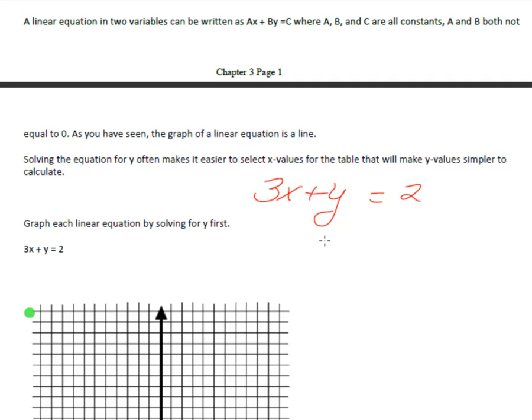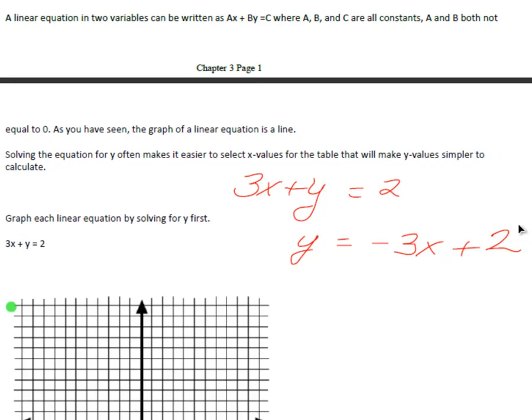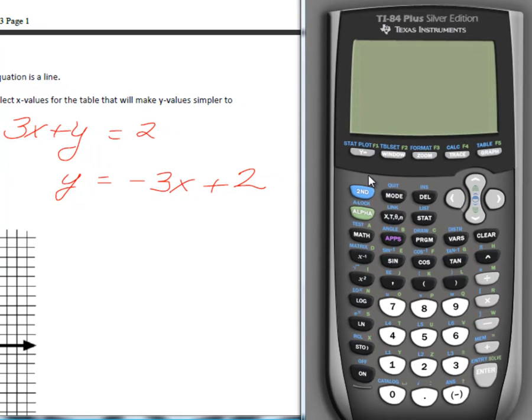So in this next problem, we have to change the linear equation from its standard form into what some of you may already recognize as slope-intercept form, which is solve for y. So we subtracted the 3x to move it over to the other side of the equation. And now we're going to go ahead and type that in. And so we cleared the previous entry, and we type in the negative 3x plus 2.